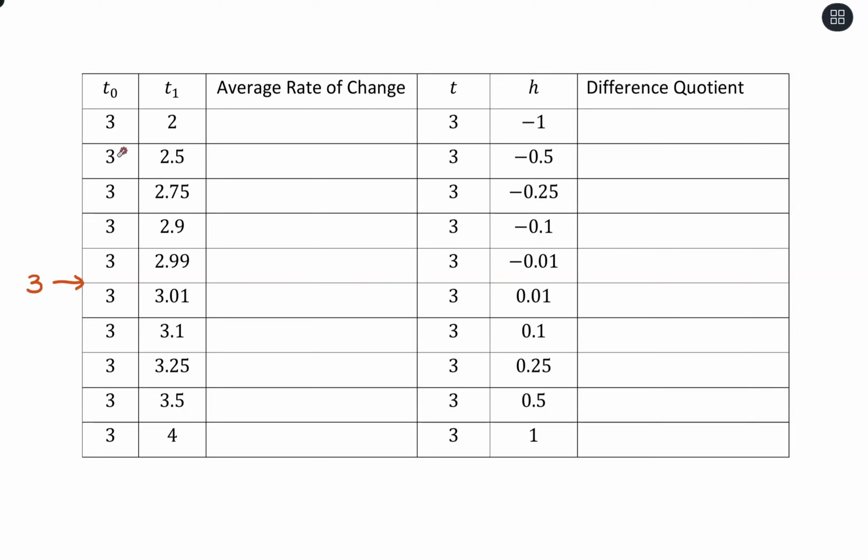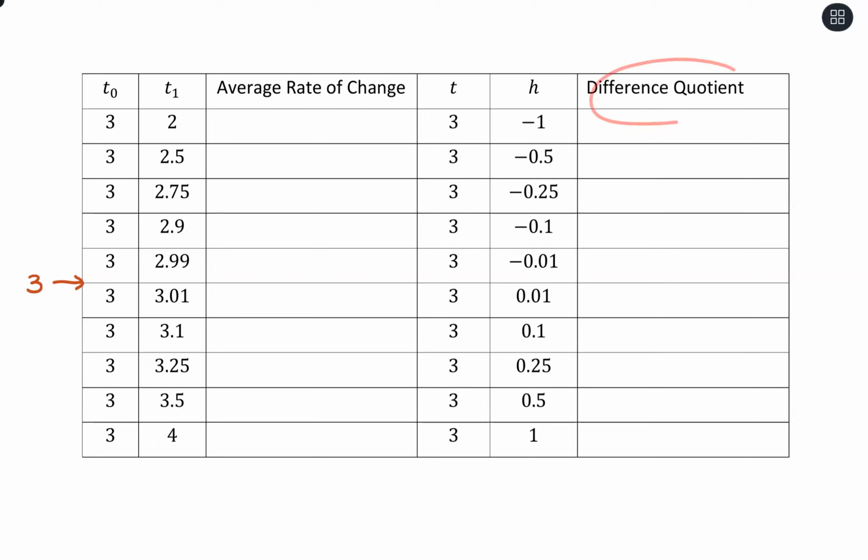So average rate of change, we're looking from 3 to 2, to 2.5, to 2.75. So what we're doing with T1 is we're getting closer and closer to 3. So if we're finding the average rate of change between those two values, they're getting closer and closer. Same thing in this direction. We're getting closer and closer to 3, just a little above.